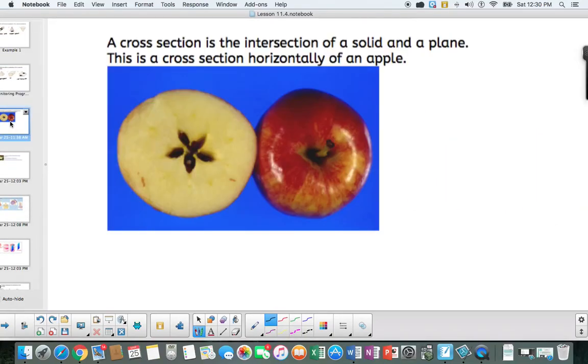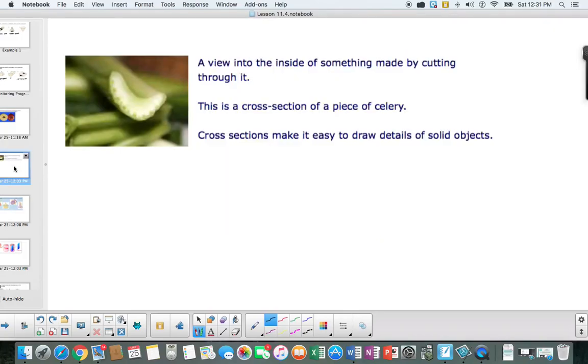Okay, the next topic I'd like to cover is cross-section. It's the intersection of a solid and a plane. And if you were to cut an apple, this picture inside here is what we call the cross-section. Here's another idea with food. If you were to cut a celery, this would be called the cross-section.